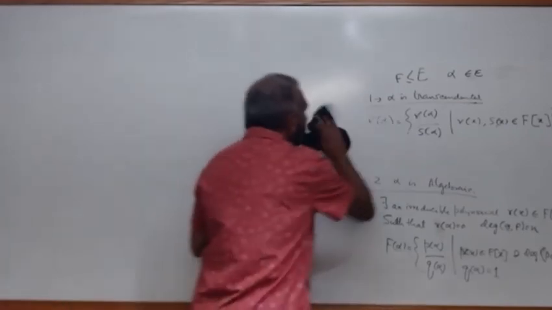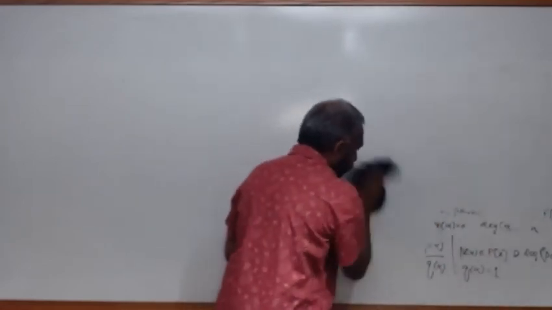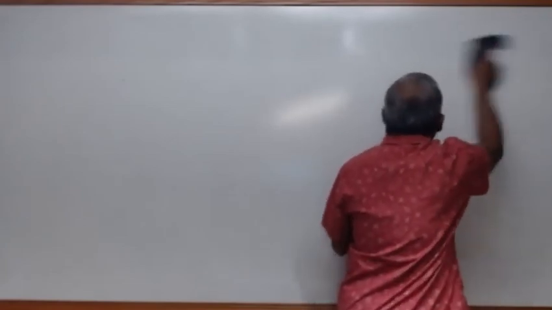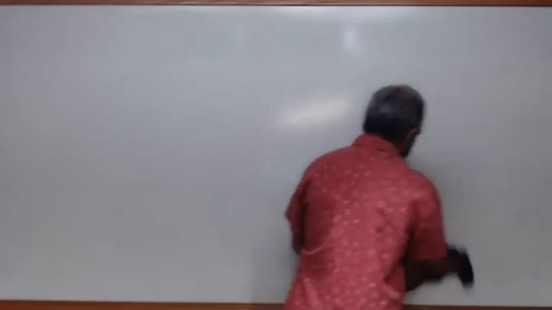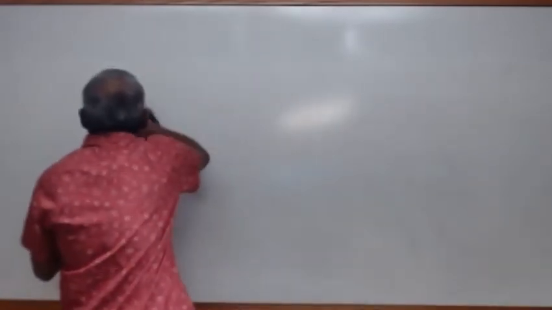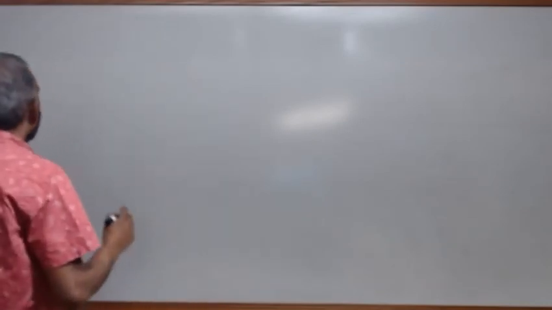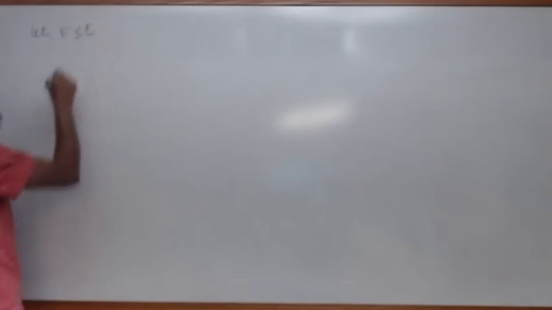Now we'll define the problem. I just want to make sure that you understand how to express the simple extensions as a quotient of polynomials in alpha. Now the problem is, let E be the extension of F.